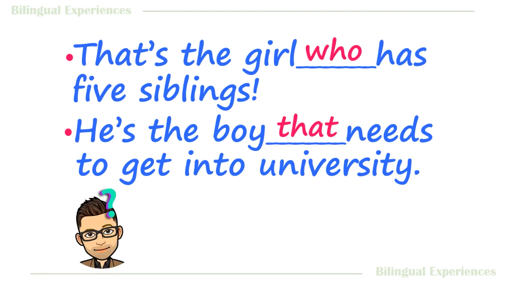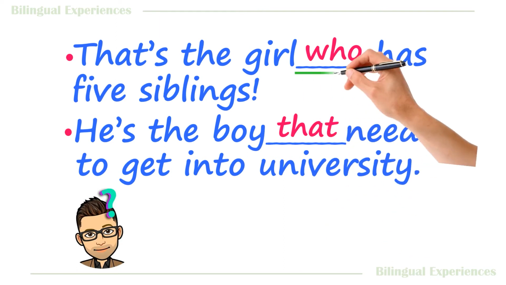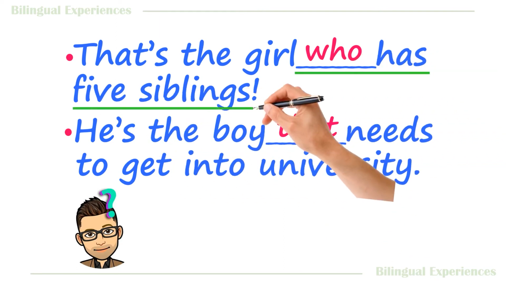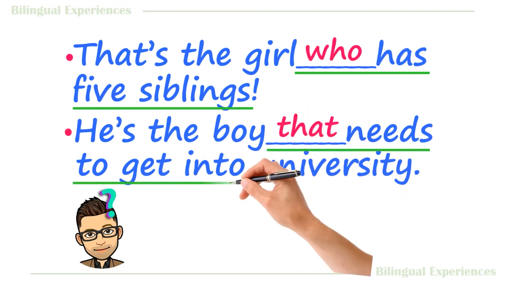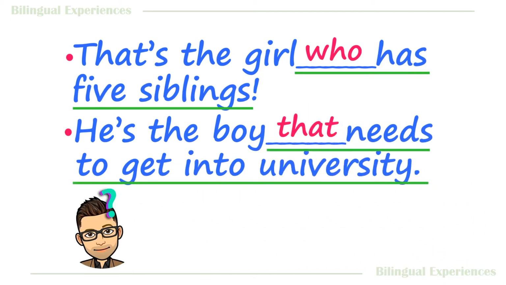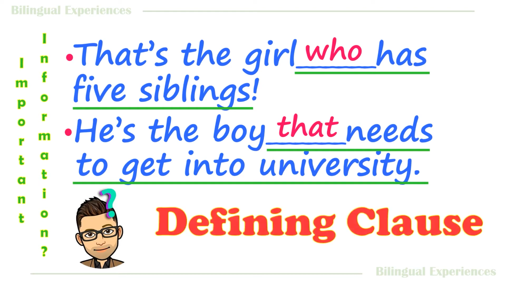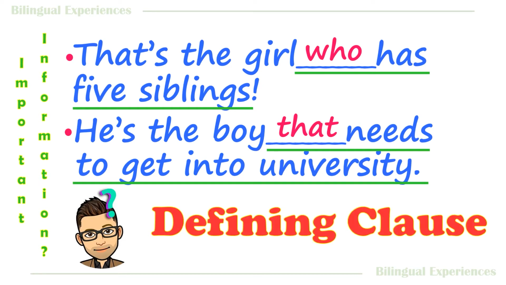Let's now talk about the adjective clauses in these sentences. In number 1, what's the adjective clause? Who has 5 siblings. And in number 2, what's the adjective clause? That needs to get in a university. What do you think about the information presented in these clauses? Is that information important for the sentences to be complete or not? Actually, the information is important, so that means that it cannot be omitted. And they are called defining clauses.